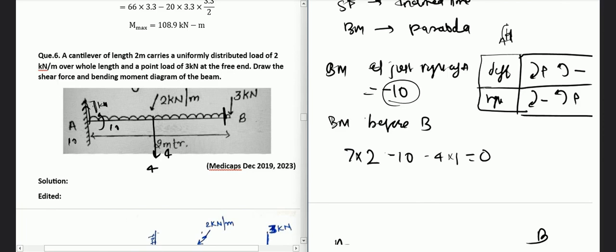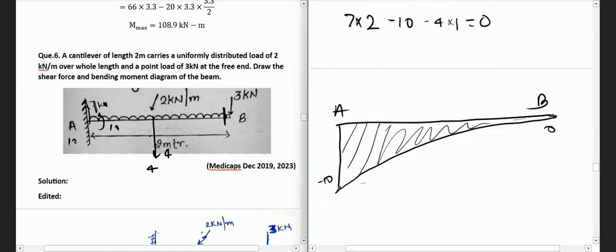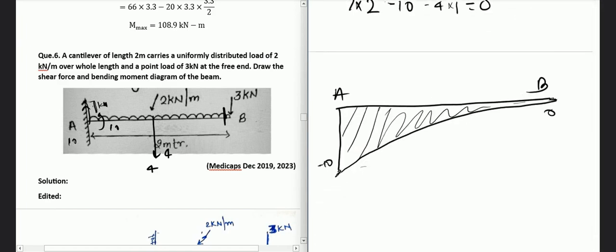And now you can make the bending moment diagram, which will come out like this: bending moment at A is minus 10, just right of A is minus 10, and at B it is 0. As you can see, it is varying parabolically and not linearly, because the shear force diagram is linear. Remember the earlier thing that load, shear force and bending moment are always one degree above the previous one. If the shear force is linear, then the bending moment diagram will be parabolic.